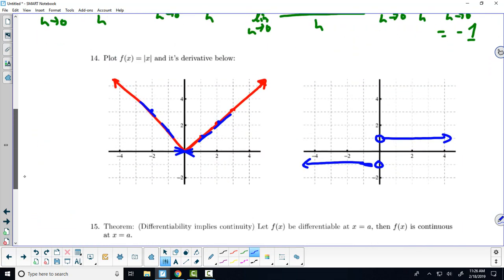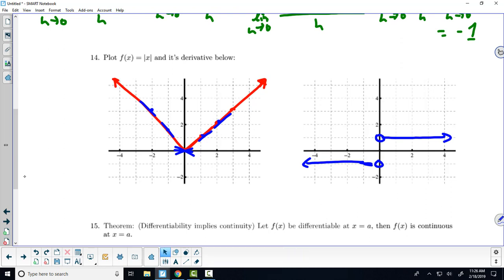So, all that said, you cannot always find the derivative at points in a function. There's going to be 3 reasons why you can't, and here's one of them. We have a corner there. We've already seen one other example, but we'll talk about that more next time.